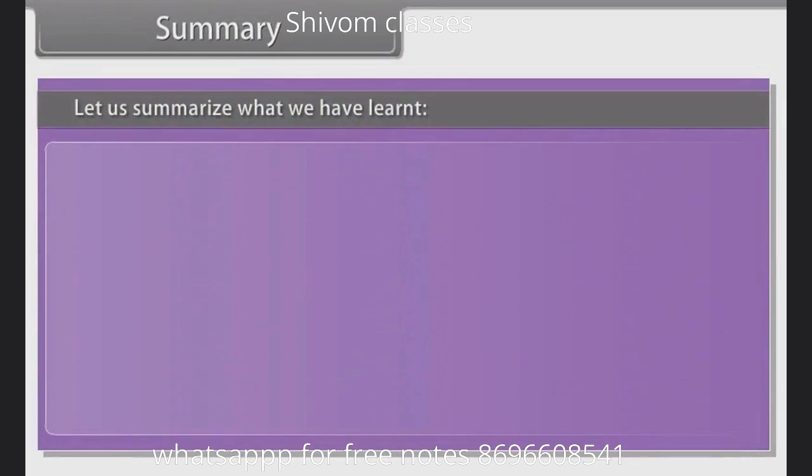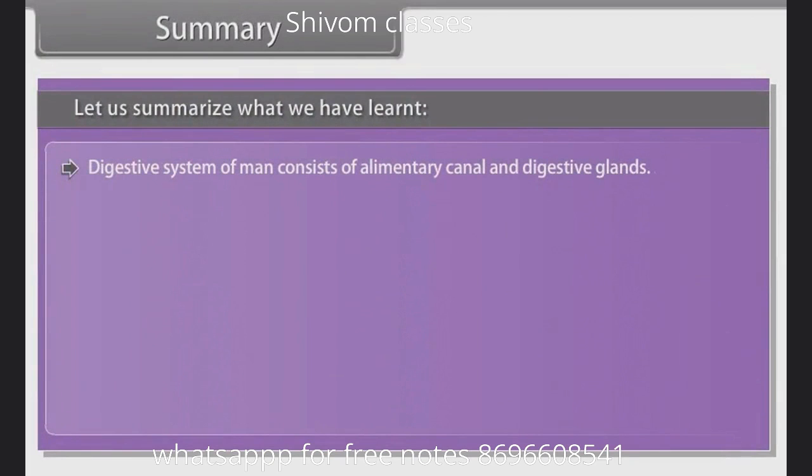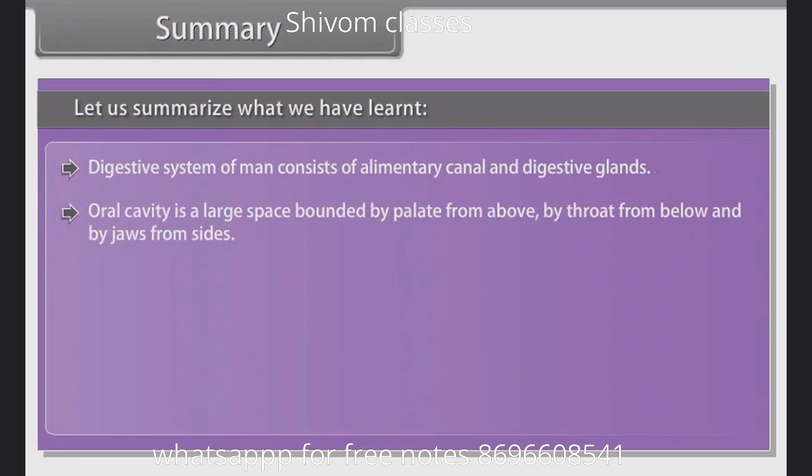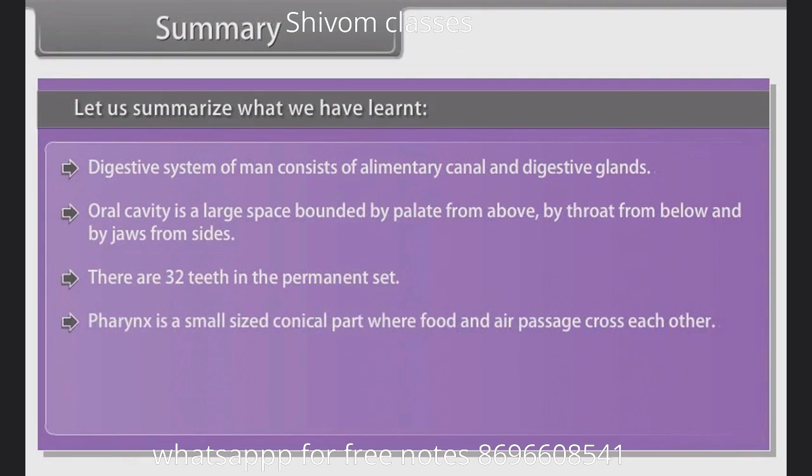Summary. Let us summarize what we have learned. Digestive system of man consists of the alimentary canal and digestive glands. Oral cavity is the large space bounded by the palate from above, by the throat from below, and by jaws from the sides. There are 32 teeth in the permanent set. Pharynx is a small-sized conical part where the food and air passages cross each other.